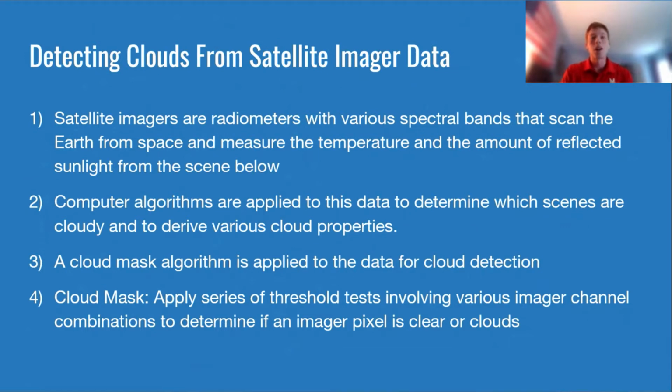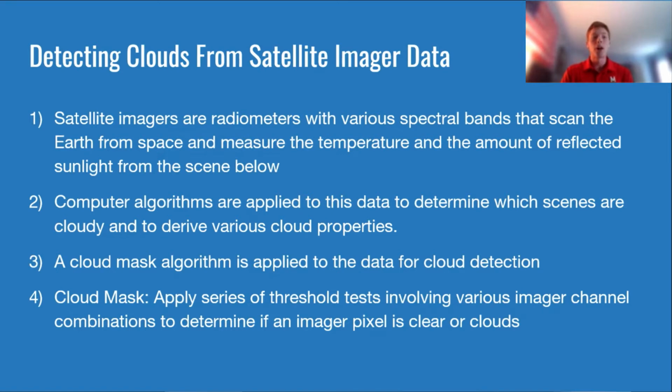So, detecting clouds from satellite imager data. Satellite imagers are radiometers, and they have various spectral bands in order to scan the Earth from space, and they measure skin temperature as well as the amount of reflected sunlight from the scene below. Now, these two data points are very important because the skin temperature and the amount of reflected sunlight are both used in order to determine if a pixel is clear or cloudy.